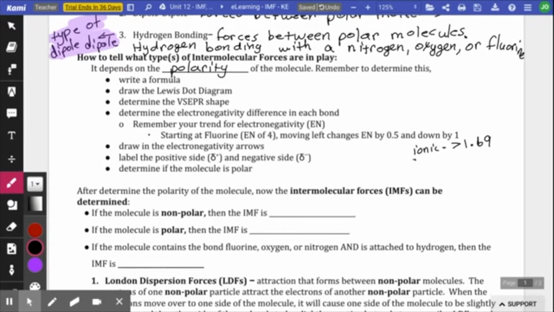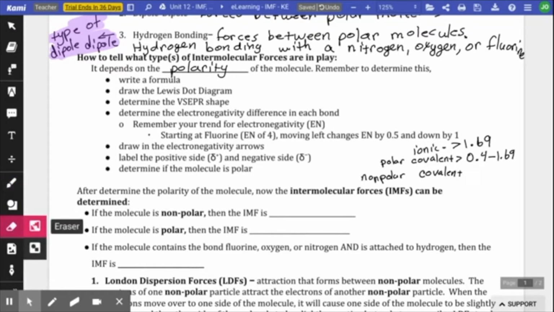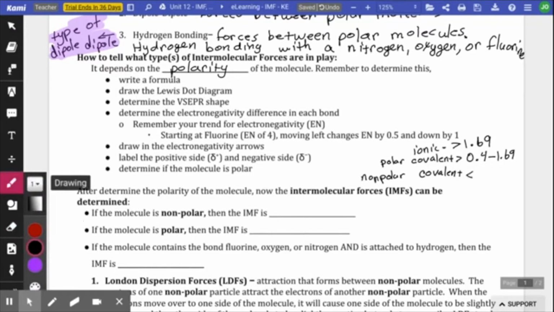For covalent, you've got two types. You've got polar and you've got nonpolar. So if it is a polar covalent bond, your difference is going to be from 0.4 all the way up to 1.69. And then if it is a nonpolar covalent bond, then that's going to be basically less than 0.4. So less than 0.4. Okay, so 0.39 and below.